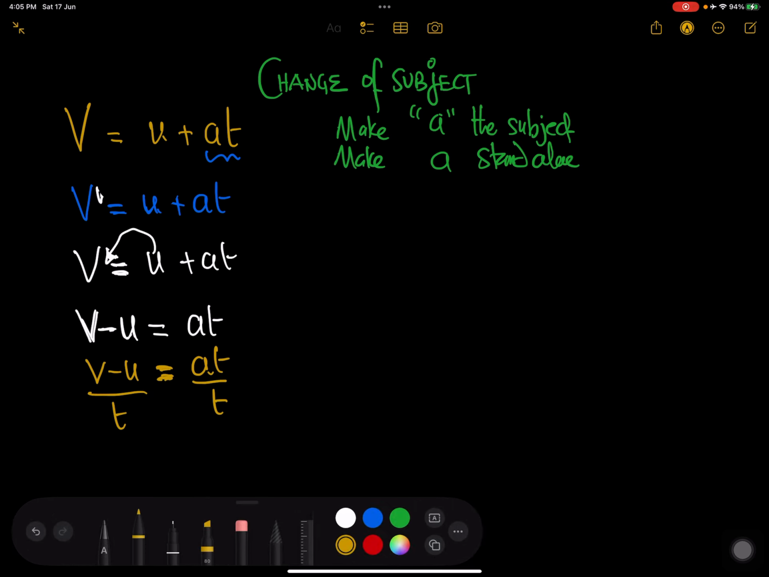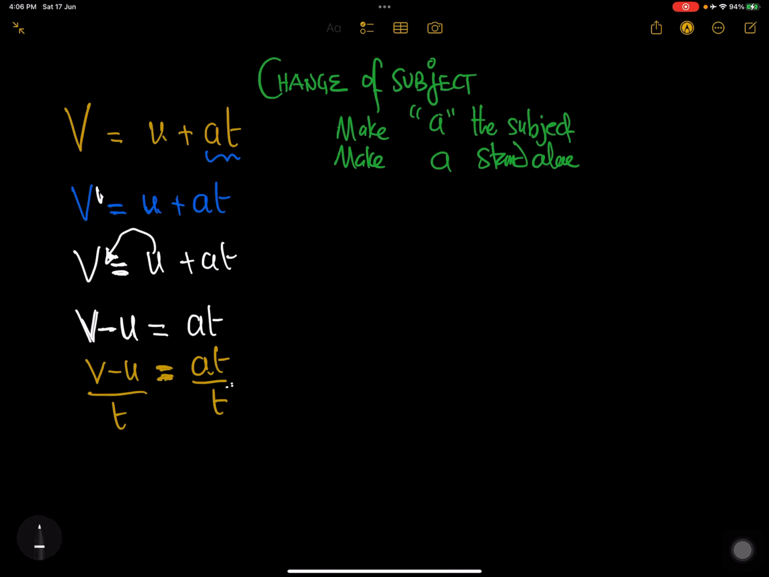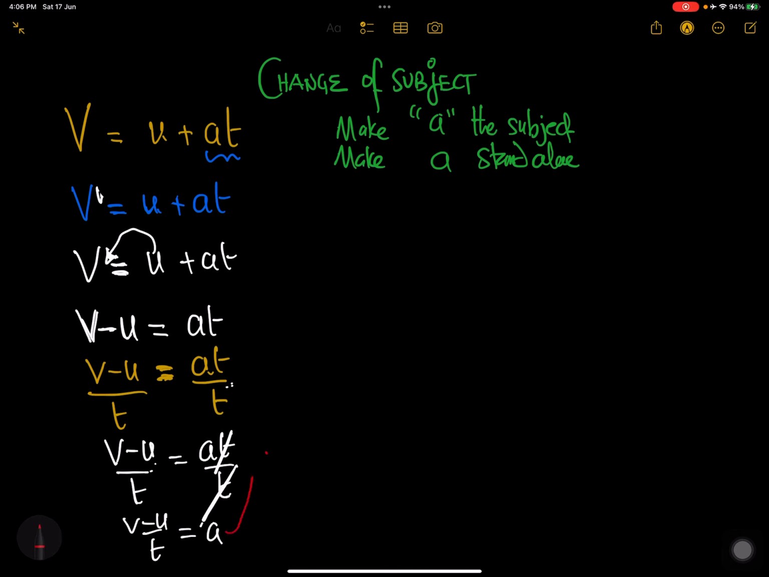So anyway, we divide both sides by t, and in doing that, we have v minus u over t equals at divided by t, and this t cancels out, and we are left with v minus u over t is equal to a. Now we know that our a is equal to v minus u divided by t.